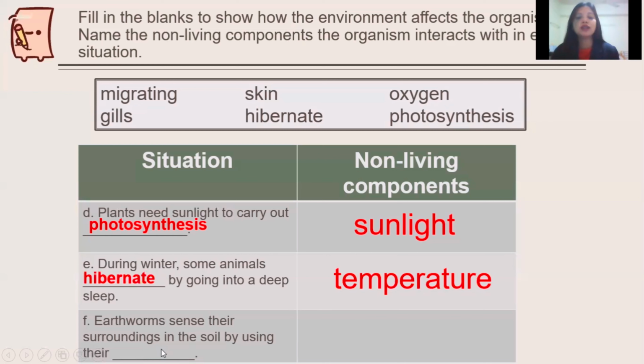Last, letter F. Earthworms sense their surroundings in the soil by using their blank. Again, earthworms sense their surroundings in the soil by using their blank. So what do the earthworms use in order for them to sense their surroundings? Is it migrating, gills, skin, hibernate, oxygen, or photosynthesis? The answer is skin. And what is that non-living component? It is the soil. Very good.